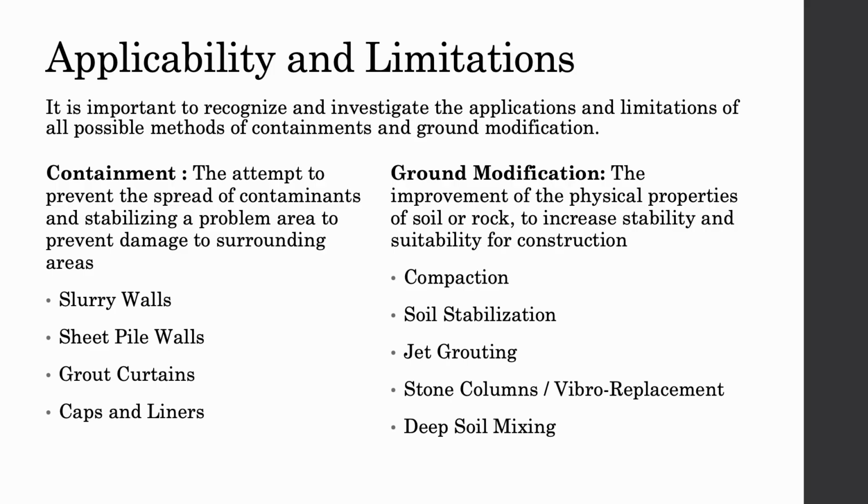To understand the applications and limitations of the possible methods of containment and ground modification, we must understand the definitions of these. Containment can be defined as the attempt to prevent the spread of contaminants and stabilizing a problem area to prevent damage to surrounding areas. This includes slurry walls, sheet pile walls, grout curtains, and caps and liners.